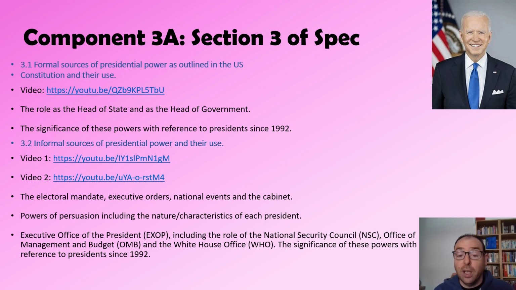And then you've got the rest of the executive. You've got things like EXOP, with all its different parts, including the National Security Council, the Office of Management and Budget, and the White House Office. And again, the significance that this all plays. And again, going back, examples going through Biden and Trump and Obama and Bush and all the way back to Clinton.